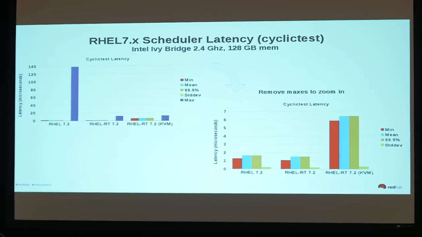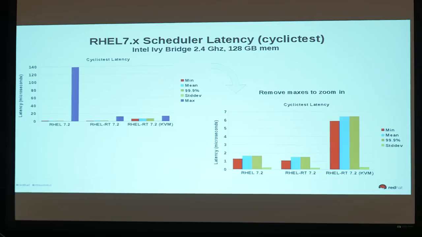Another thing I wanted to mention about this is all this work that we've been doing to lower the average and max latency has helped the real-time team as well. So they delivered RHEL 7.1 real-time. RHEL 7.2 real-time is going to be even better because of all the work we've done with them.